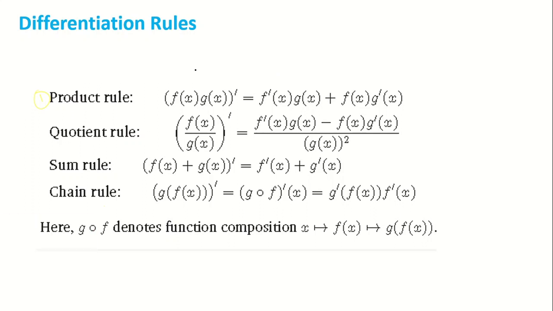Okay, if the function is represented as a product of two other functions, f of x and g of x, so the function is represented as a product of two functions, f and g, and we want to find out the derivative of that. How do we do it? f dash x is actually, f is the function, then f dash represents its first derivative.